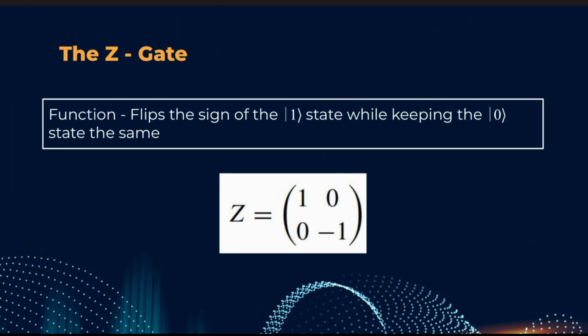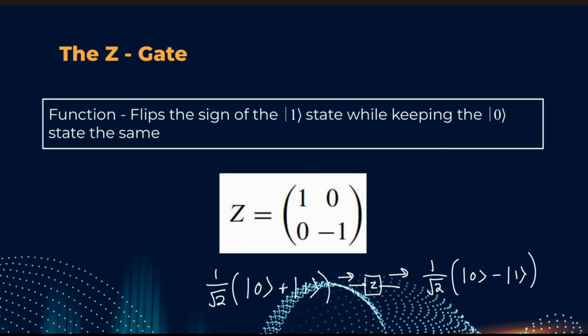Now, what it does is it does not affect the measurement probabilities by itself, but it does affect how the quantum states interact later. Now, like what we saw before with the Hadamard gate, when we apply the Z gate to a state like this, we end up getting this. So while we're not changing the probability, we are changing the state of the qubit.